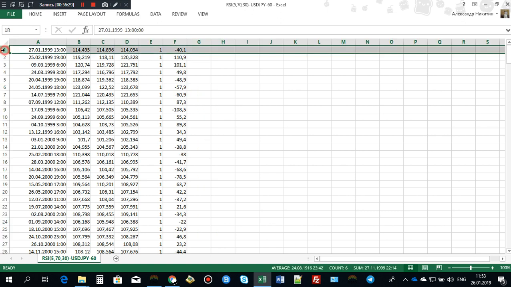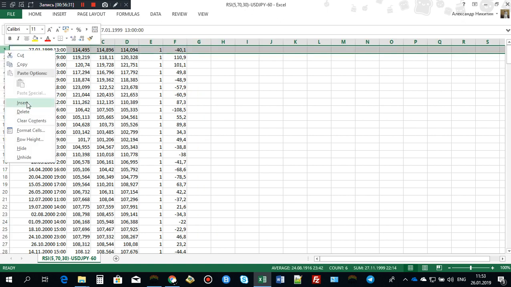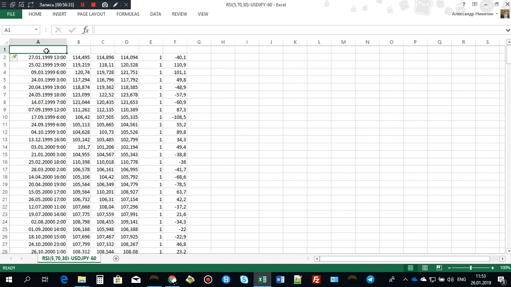What else I need to do? I need to insert an additional line here and type some additional values here. So what will be here? Date, then we have entry, then we have stop, then we have target, then we have risk reward, and then we have result. Okay, perfect.